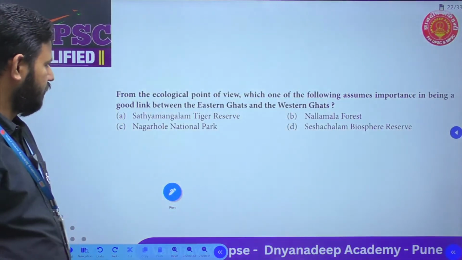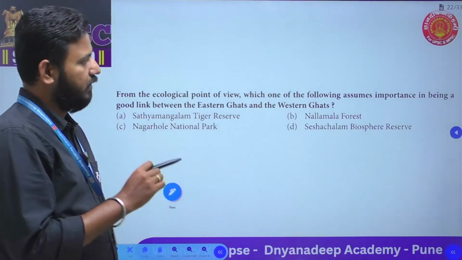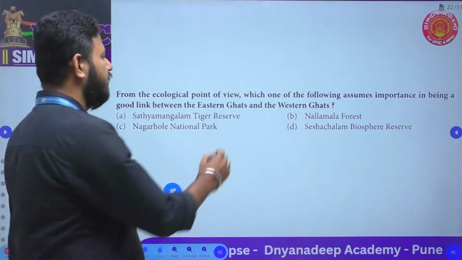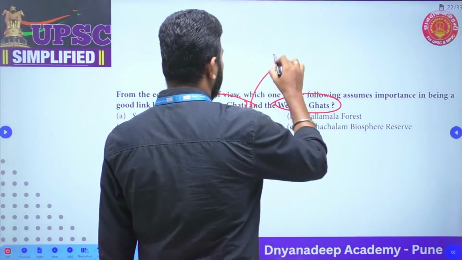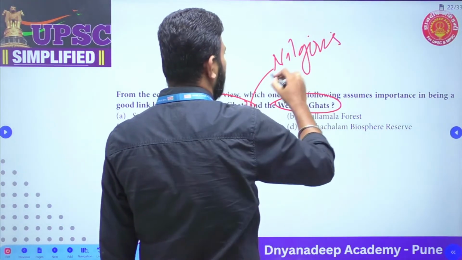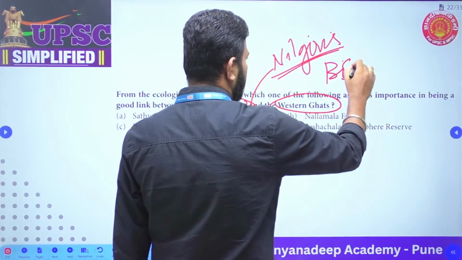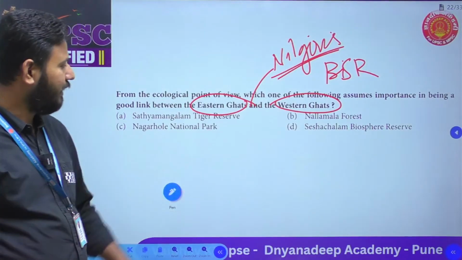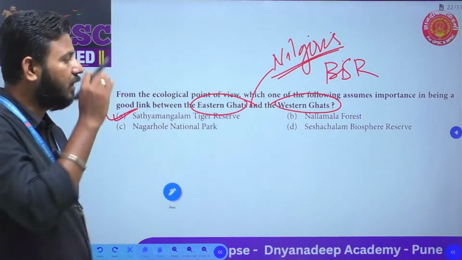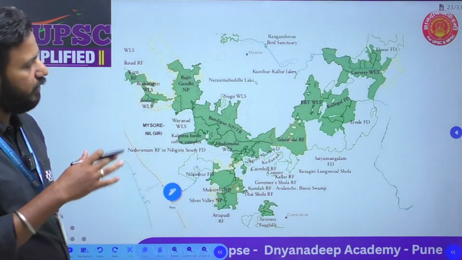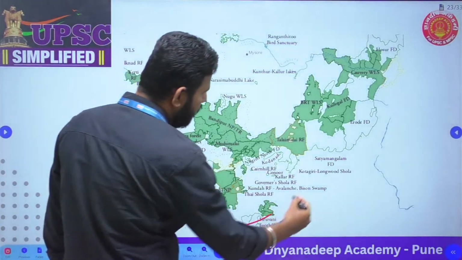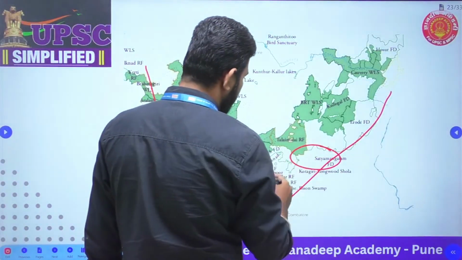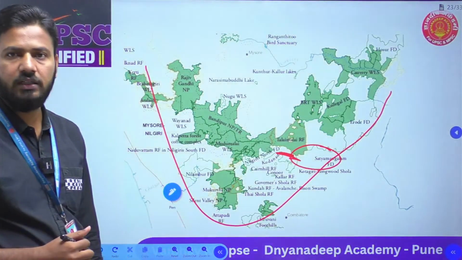Then next question, from the ecological point of view, which one of the following assumes importance in being a good link between the Eastern Ghats and the Western Ghats? Now, if you know only this much, that Eastern and Western Ghats meet at the Nilgiris, right? Now this Nilgiri Biosphere Reserve is spread across these states in South India. And there is one tiger reserve, the Satyamangalam Tiger Reserve, which connects the Eastern and the Western Ghats. If you look at the map, this is the complete picture of the Nilgiri Biosphere Reserve and the Satyamangalam Tiger Reserve. This actually connects the Eastern and the Western Ghats.